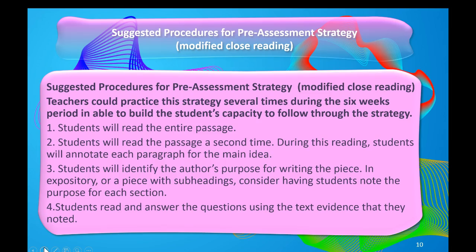Then second, they're going to read the passage a second time. During this reading, students will annotate each paragraph for the main idea, summarizing, focusing on keywords. Third, students will identify the author's purpose for writing this piece. In an expository piece or a piece with subheadings, consider having students note the purpose for each section. Have them ask, why did the author write this piece? And then fourth, they read and answer the questions using the text evidence that they have noted in the passage. So I hope that was something that you can focus them in on and help them in reading, and I think we will get better results.